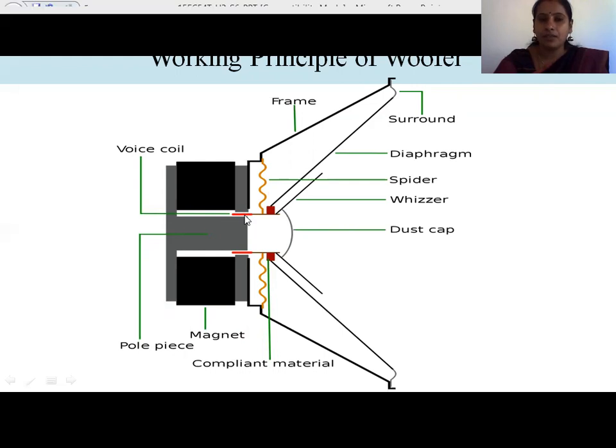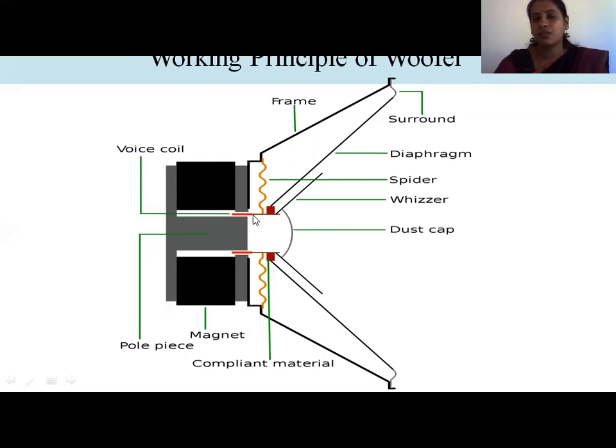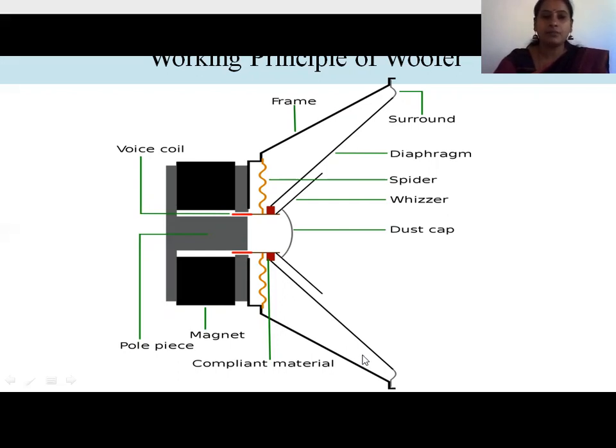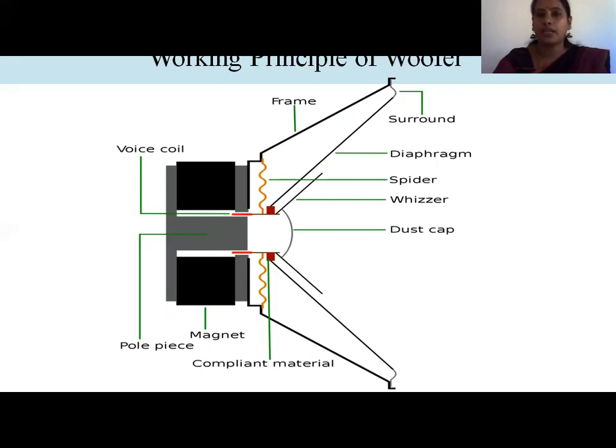The voice coil is very small in size. To this voice coil, the analog signals will be supplied, and the frame is the supporting structure. Okay, let us see how it works. A woofer is a technical term for the loudspeaker driver. It is designed to produce low frequency sounds, typically from 40 hertz to 500 hertz.